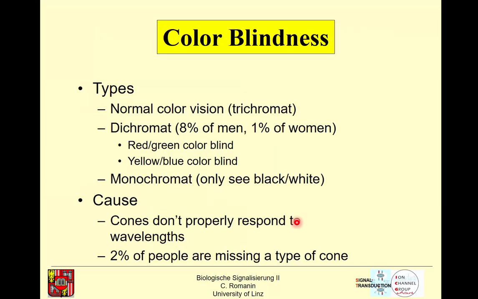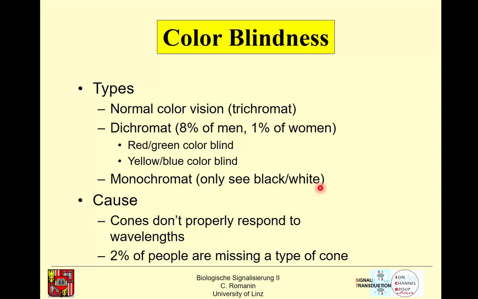So just a short molecular medicine approach, or molecular medicine details, color blindness. Interestingly, when all of these three cones are working well, we have a normal color vision, but sometimes there is red-green or yellow-blue color blindness. Interestingly, these are much more pronounced in men: 80% of men suffer from red-green color blindness, only 1% of women. And particularly when all three are not working, then you have a monochromat. Then we only see black and white.